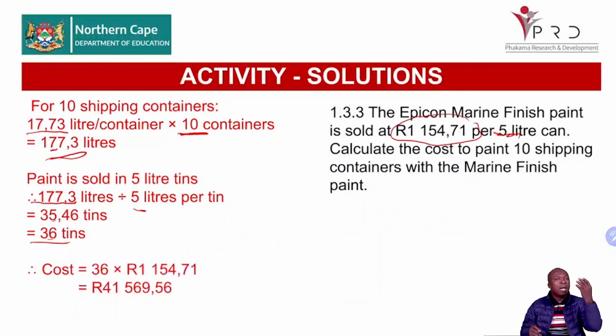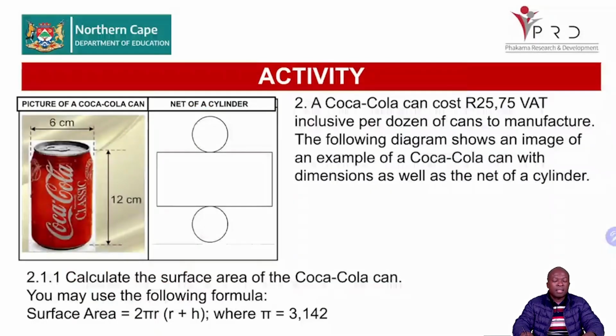Now that we know how many containers we need to buy, we go back and multiply that answer by the price of 1 can. We know the price is what? 1,154. So you see 36 times 1,154, we need to spend 41,569.56. That's how much we need for the container. Right. Let's go to our question number 2.